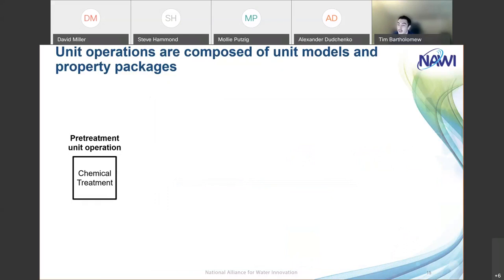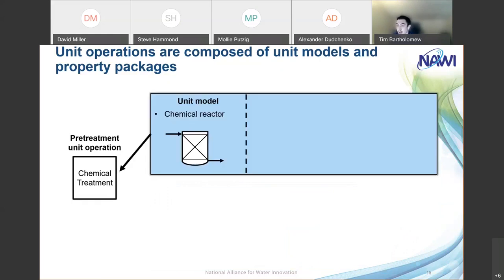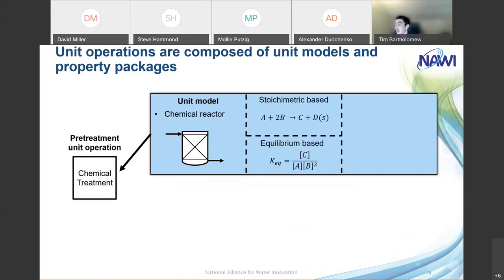In a similar line, I'm showing another example for chemical treatment, which is heavily used in pre-treatment and post-treatment in water treatment systems. A unit model would be a chemical reactor, which can have a variety of levels of detail. Again, it could be stoichiometric-based, equilibrium-based, kinetic-based. And all of these unit models are actually already developed on the IDEAS platform. It's the core model libraries that has chemical reactors.